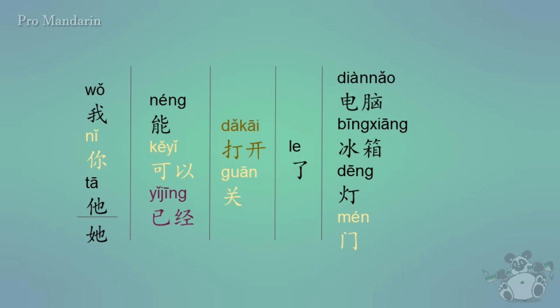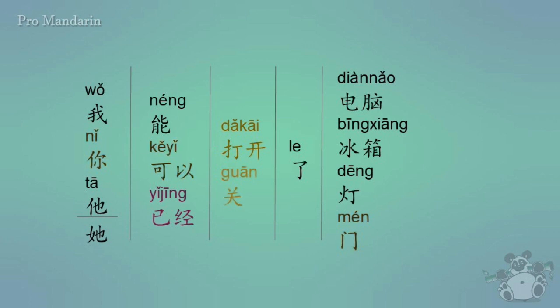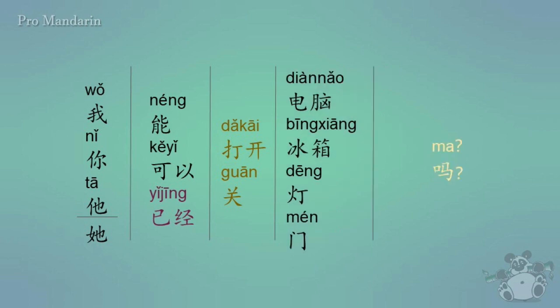Now, how would you say you can shut the door, as in you may shut the door? 你可以关门. Now we're going to add the question word ma at the end to make it a yes or no question. And in order to do that, Chinese typically put the le just before ma, so it becomes le ma. So we're going to shift the position of le to the end just before ma.